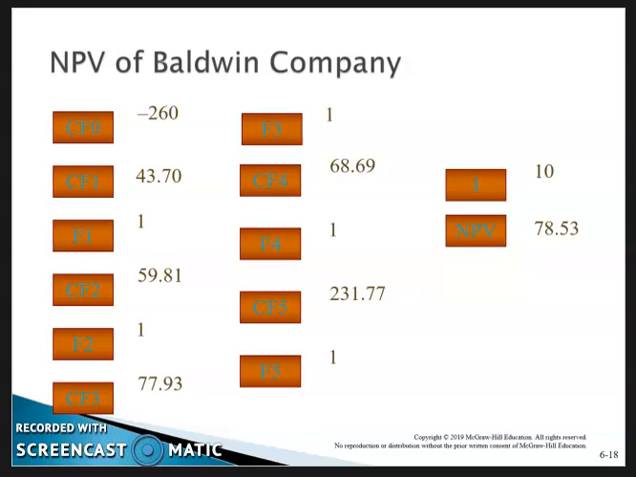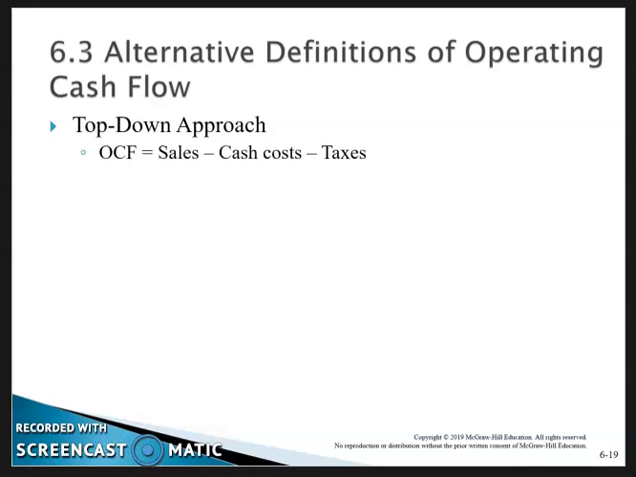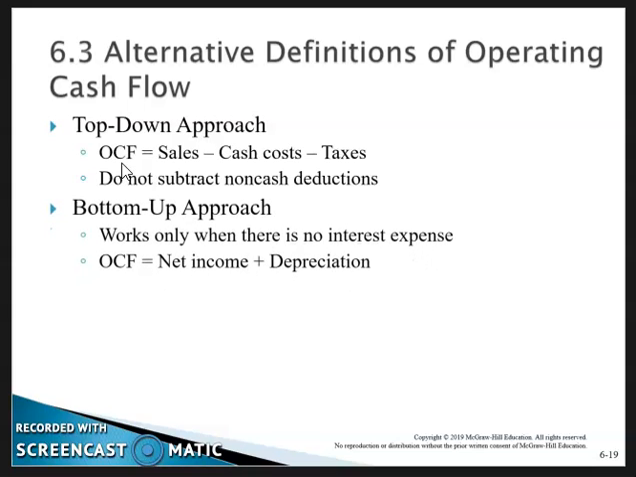So, alternative definitions of operating cash flow. Top-down approach. This is what we used in the Baldwin Company. Sales minus costs minus taxes. We don't subtract out the non-cash deductions. The bottom-up approach. This is the one we've actually been using.